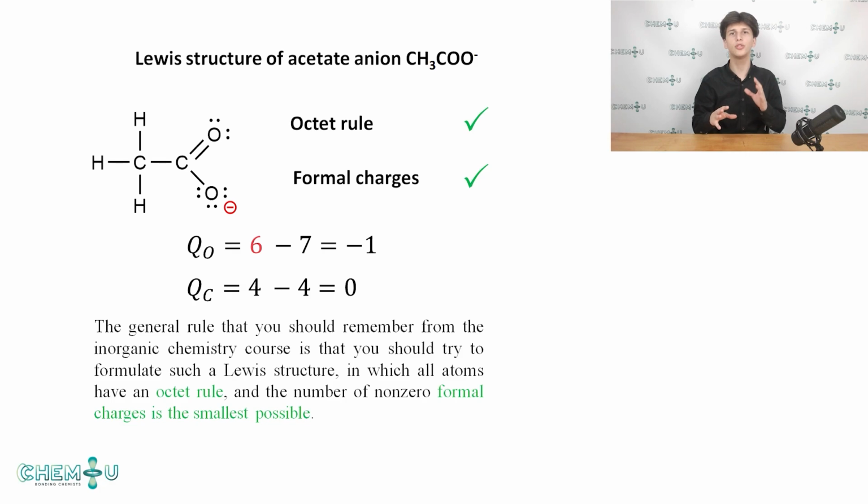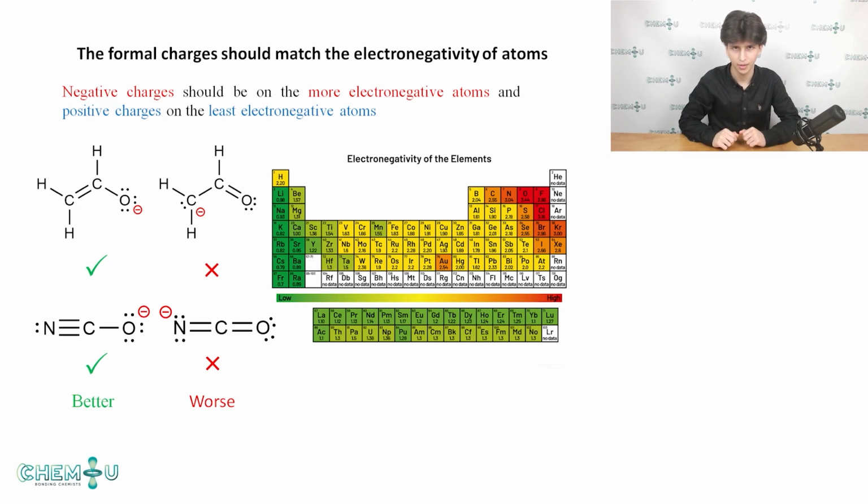The general rule that you should remember from the inorganic chemistry course is that you should try to formulate such a Lewis structure in which all atoms have an octet and the number of non-zero formal charges is the smallest possible. And another important fact about the formal charges. The formal charges should match the electronegativity of the atom. That is, negative charges should be on the more electronegative atoms and positive charges on the least electronegative atoms if it is possible. For example, we should place a formal charge of -1 on oxygen instead of carbon, and +1 on carbon is much better than on oxygen.